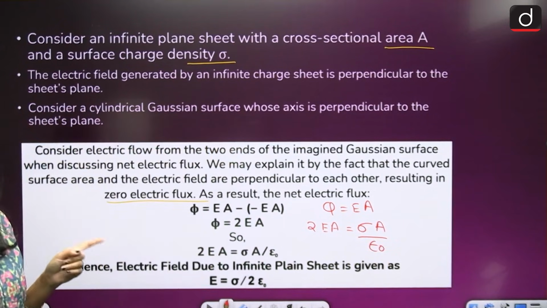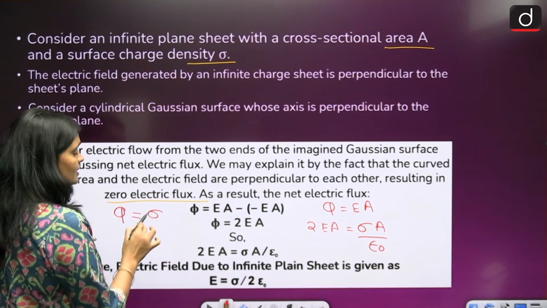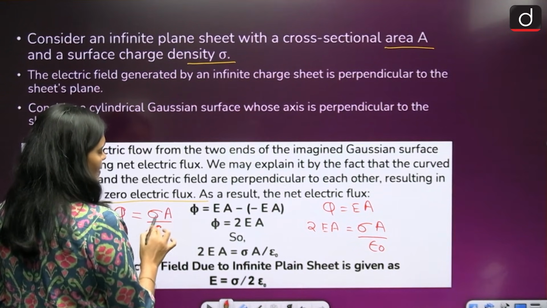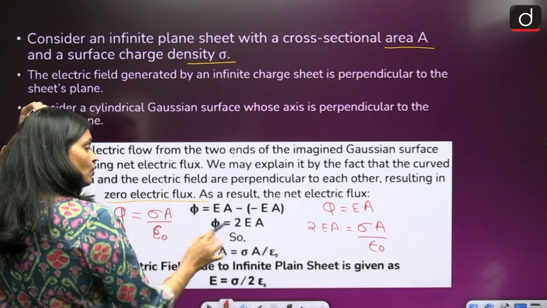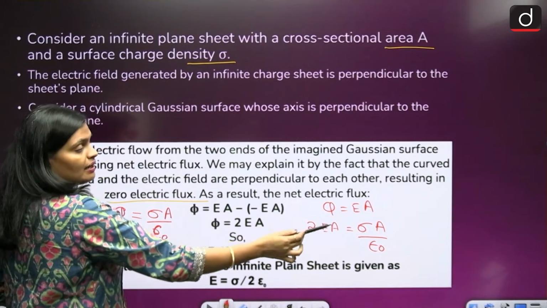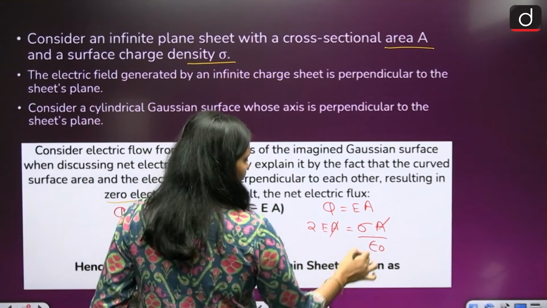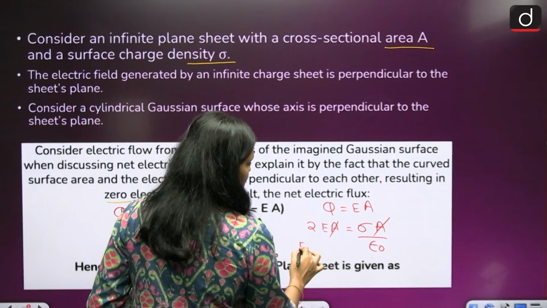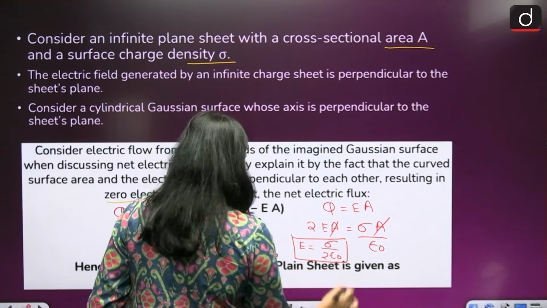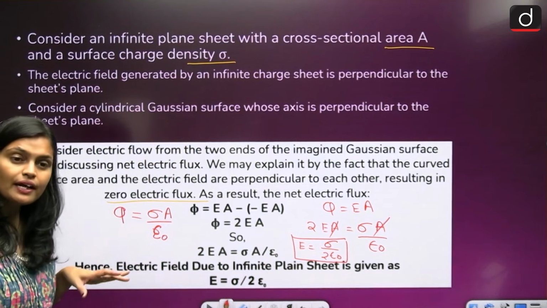ये कैसे आया? You all know that according to Gauss's law, flux is equal to charge by epsilon naught, sigma A by epsilon naught. So in place of flux, you have to write sigma A by epsilon naught. So from here area and area cancel out, and what you will get is E equals sigma by 2 epsilon naught. So this is the electric field due to an infinite plane sheet.